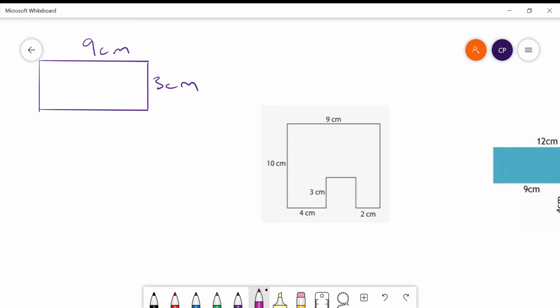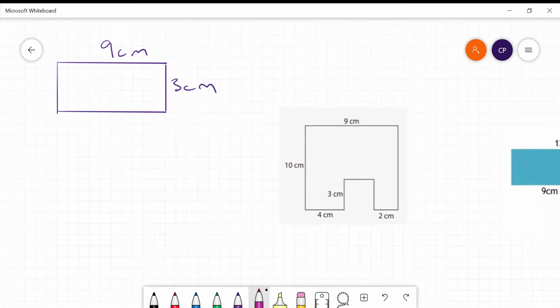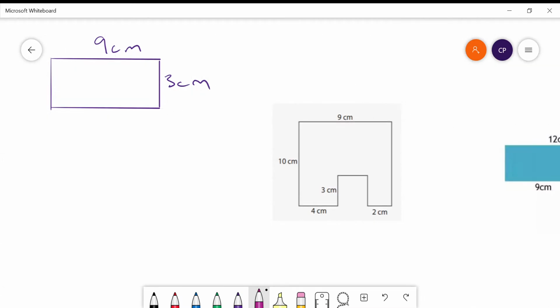We are going to look at how to work out the perimeter of rectangles. It is something you would have done before, but we just want to recap on the normal rectangles and give you guys a bit of practice on that, and then we're going to move it forward and start working on compound shapes where we've got a couple of rectangles together and working out the perimeter there.